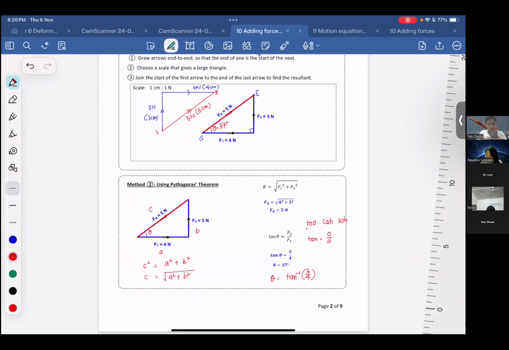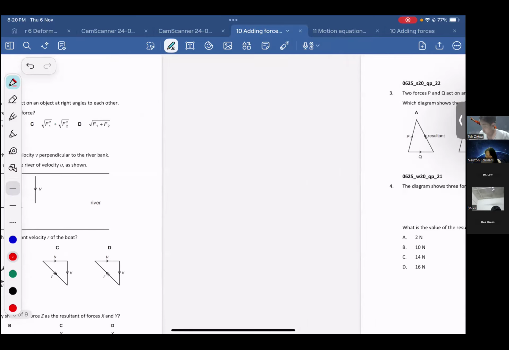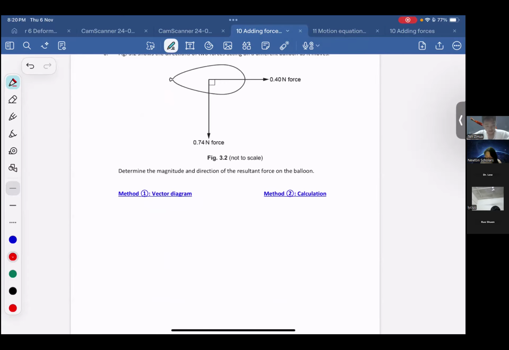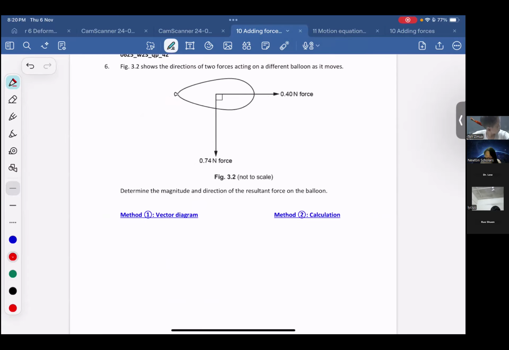So with this example, I want us to go to the practice first. Okay, instead of keeping on talking about the theory, I want to go to the page number. Can you go to your page number 7? We go to page number 7 and we practice. After we learn, then we practice. Okay, you see, these are two forces acting on a balloon as it moves in a different direction.